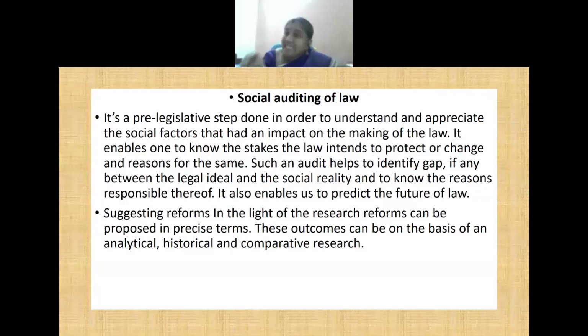So suggesting reforms in the light of the research can be proposed in precise terms in this type of legal research. So how can you do this social auditing type of legal research? Topics can be taken like that also, on the basis of analytical, historical, and comparative research. So you have to follow these methods so that you suggest that this is what is happening in the society. For this, you need a law.